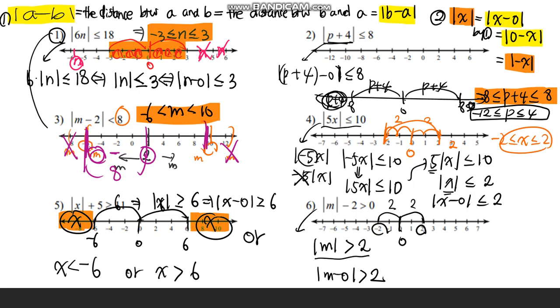Then where should our m live? Can m be here? No, because m minus 0 is less than 2. That's not what we want here, right? Therefore, m should be outside here, and outside here.